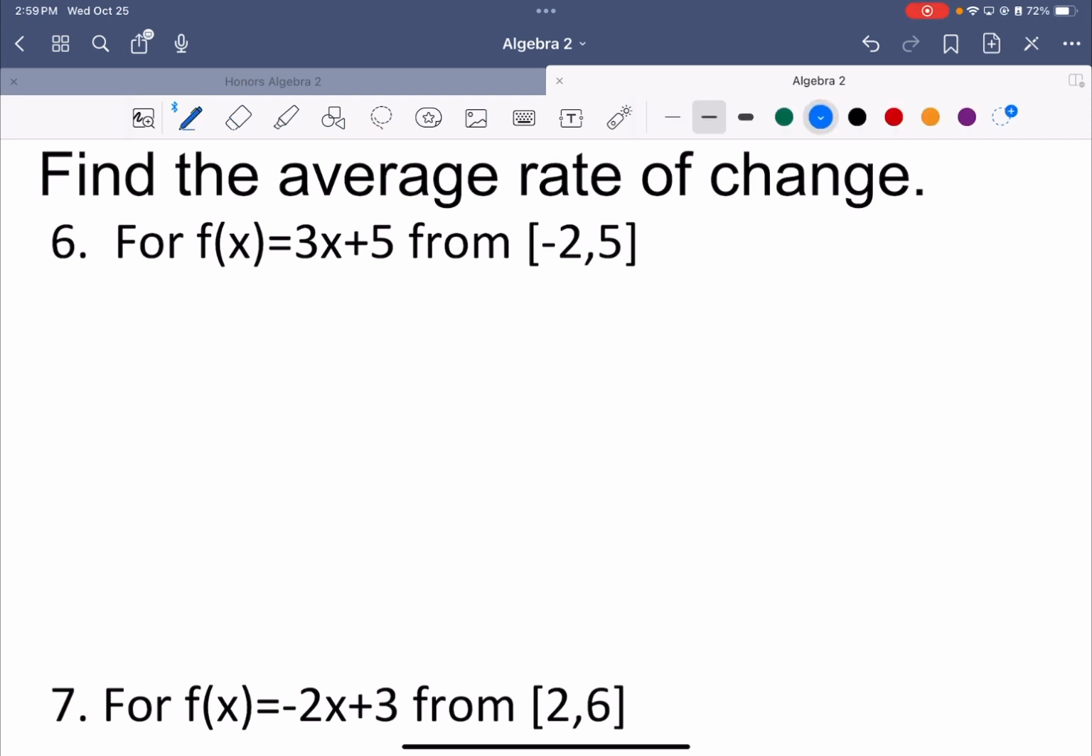So if we think about what we just got done doing, we still know the x values. The x values that we're going to use are those interval pieces.